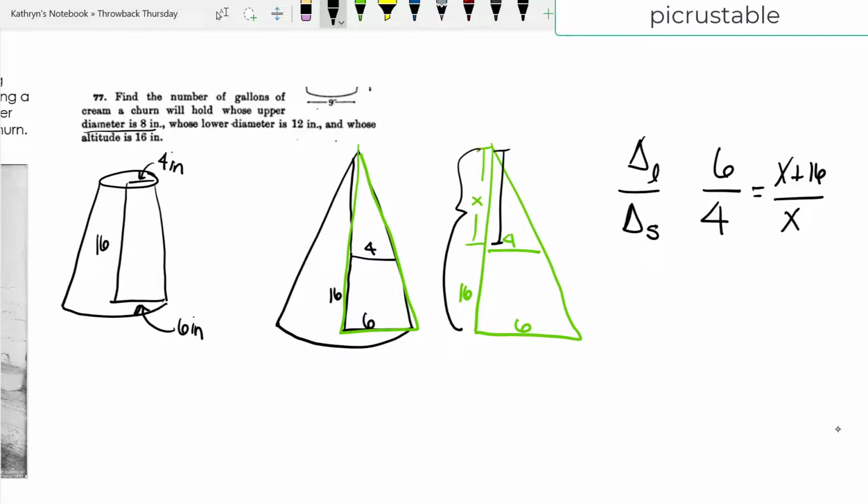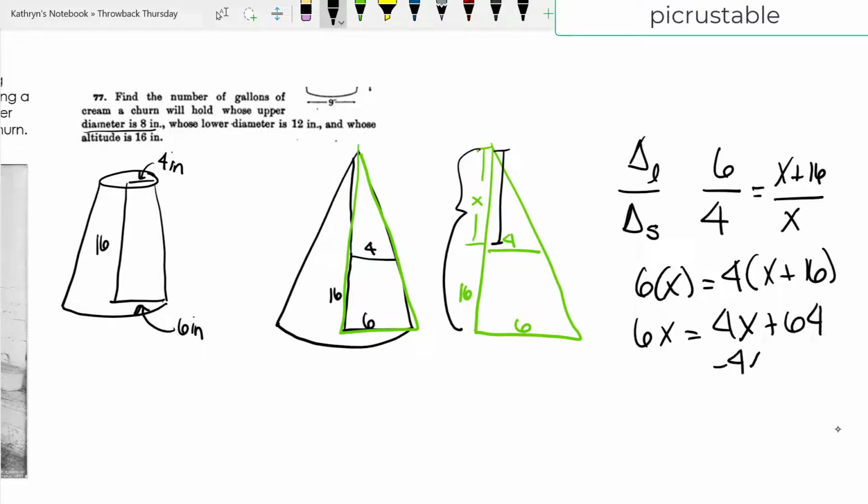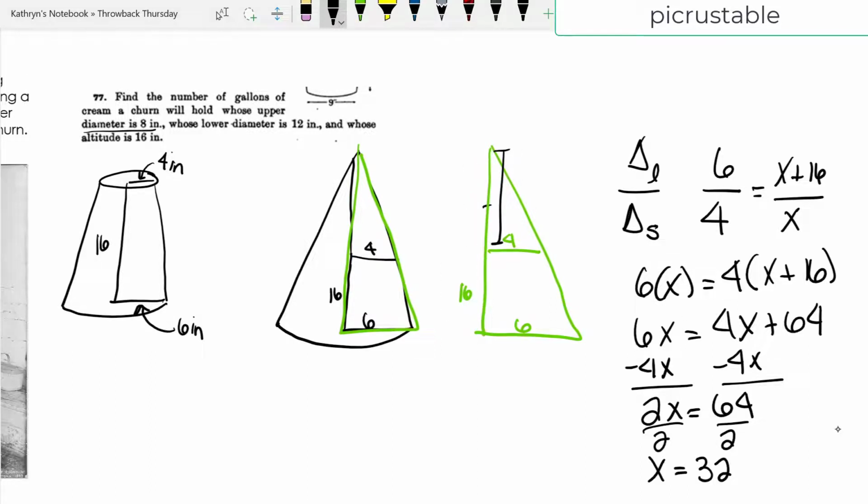And now what we have to do is just what we did before, cross multiply. We're going to take 6 times x, and that equals 4 times x plus 16. 6x equals 4x plus 64. I'm going to subtract 4x. We end up with 2x equals 64, but we don't want to know what 2x is. We want to know what x is. I'm going to divide by 2. So x equals 32. So what is that telling us? It says that this distance is 32, and the whole height for the big one is 32 plus 16, which is 48. Let's go to our formulas.